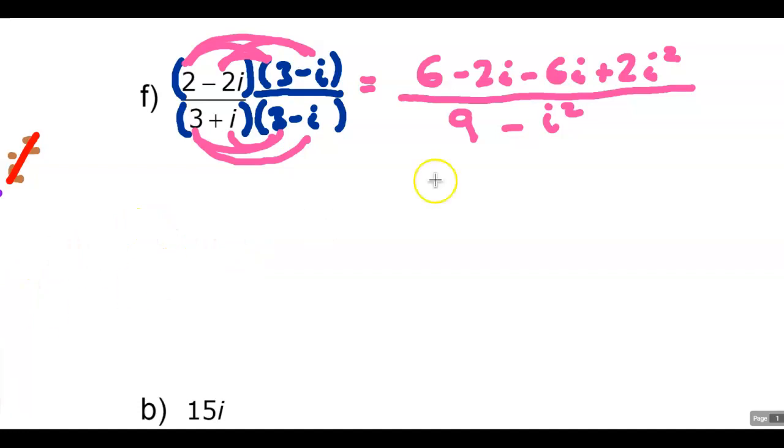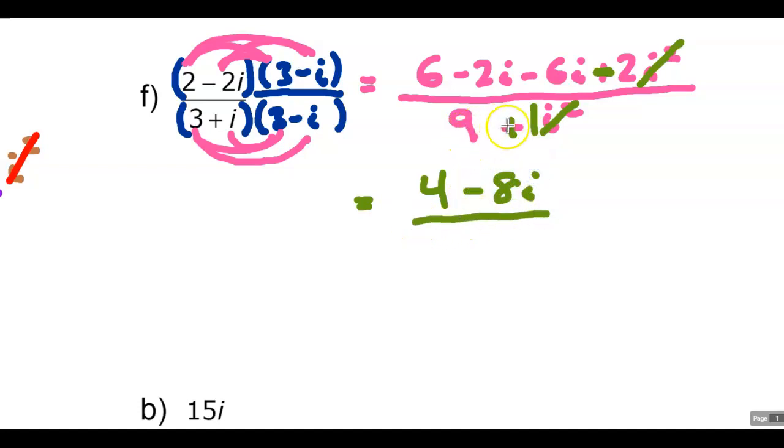All right. Now, of course, both of these have an i squared, so this i squared is going to make this negative. So that's now negative 2. And this i squared is going to make this plus 1. So we have 6 minus 2, which is 4. And then negative 2i, negative 6i is negative 8i on the top. And on the bottom we have 9 plus 1, which is 10.